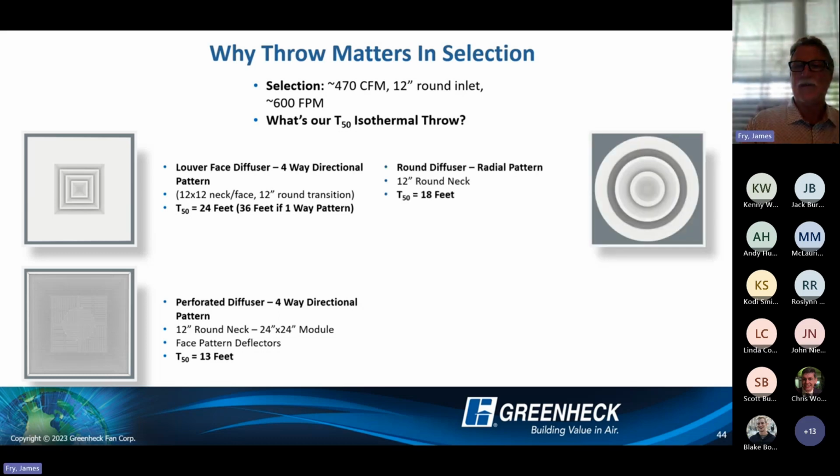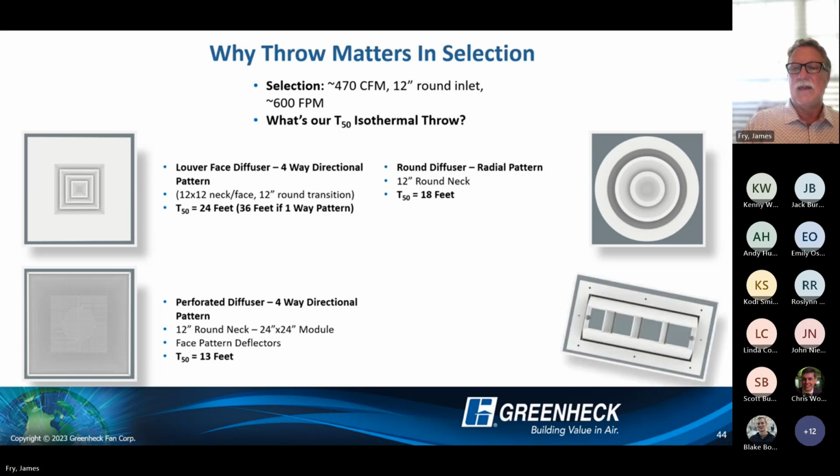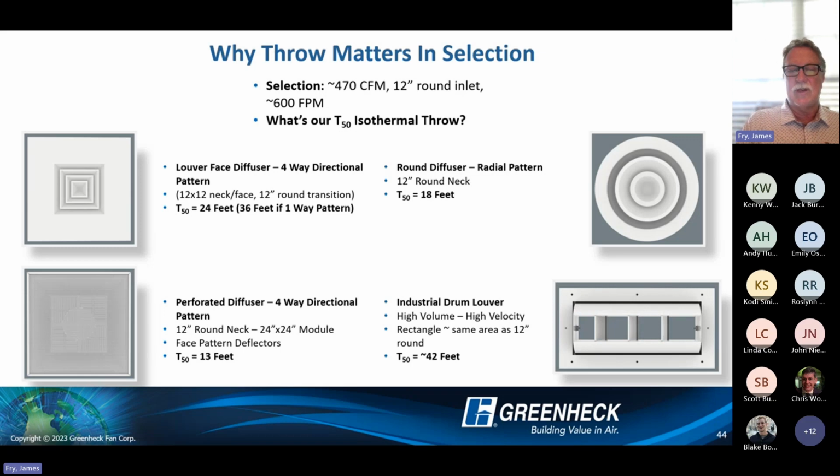A round diffuser, a 360-degree pattern, has a little better throw, but typically this product is used to get the air from a high ceiling down to the floor. So this is going to be at 18 feet. And a product that we would recommend for high velocities and large volumes of air, a drum louver, we could throw that same amount of air 42 feet.